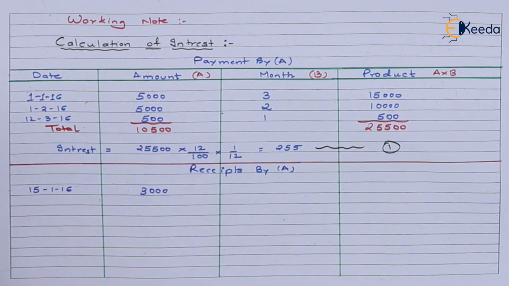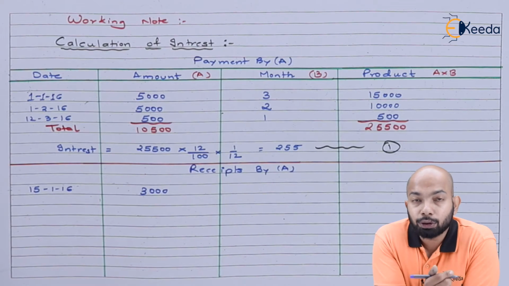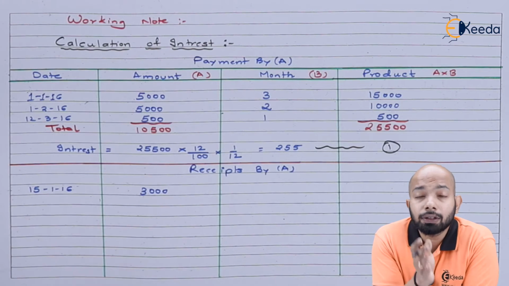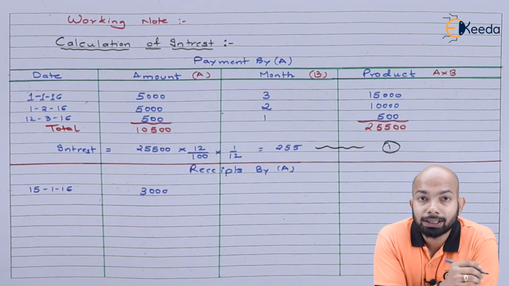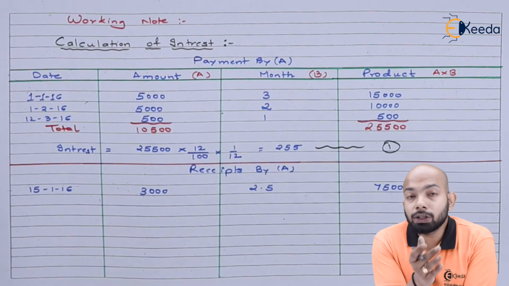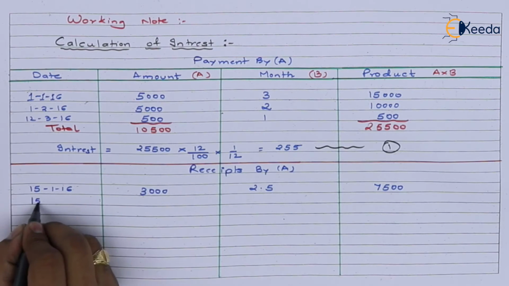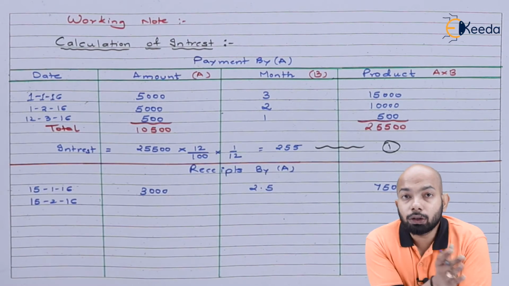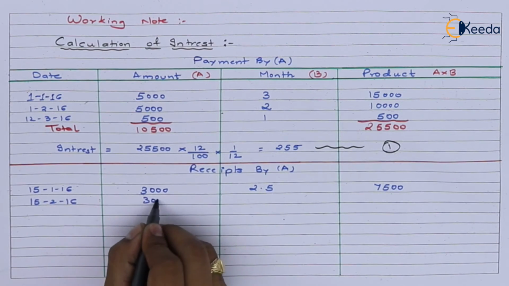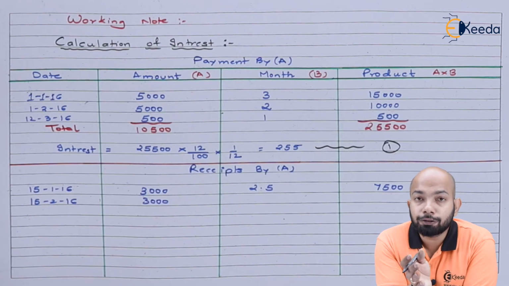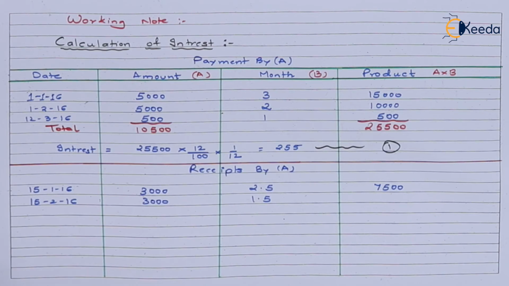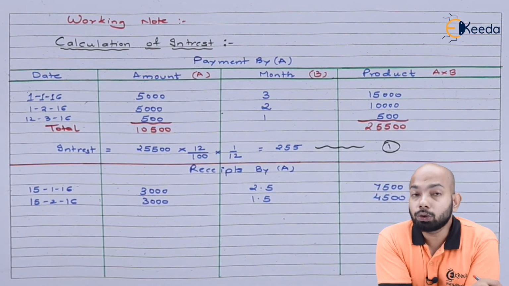So on 15th of Jan, he did the first sale for 3,000. Now from 15th of Jan, that means half of the month of Jan and 2 months of the total Feb and March, that is 2.5 months. That brings you a total of 7,500 as product. Now again on 15th of Feb, there was another 3,000 payment that he made as a sale. So from 15th of Feb, half of the month of Feb and 1 month of total March, that means 1.5 months. Let's calculate the total of this.